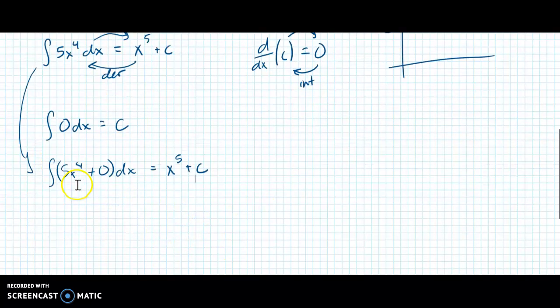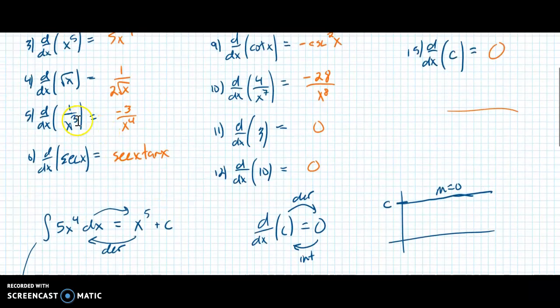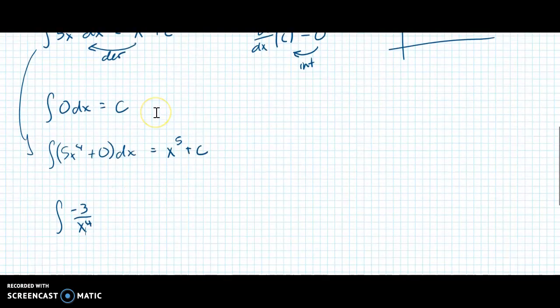Well, this type of integral. We'll talk about other ones later, although they sort of have it anyway. So let's try another one. Let's do the integral of -3 over x to the fourth. Let's go up a little bit. Ooh, that one's right here. Didn't that come from this? It did. So our answer should be 1 over x cubed plus c. But let me show you how we get there.